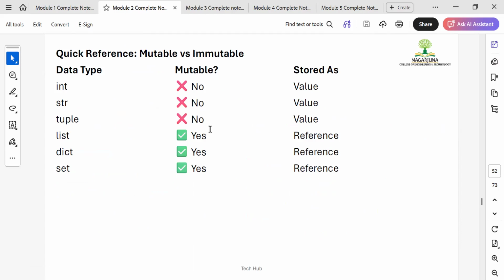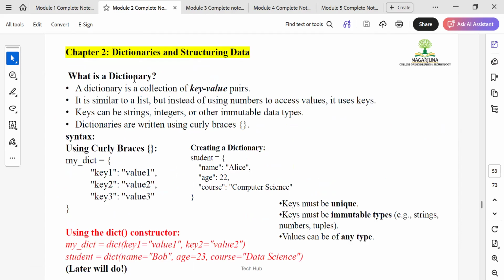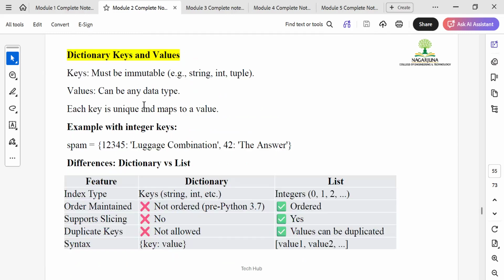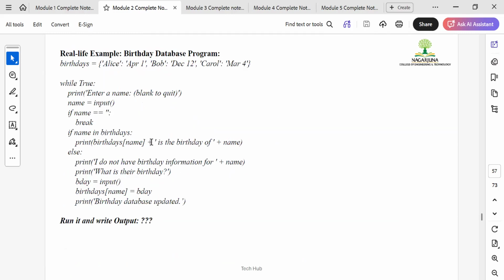Based on your practices. Sometimes they will ask the topic theoretically, but still you have to write the program. For example, what is a dictionary? Write the key value. What is the dictionary? Syntax, examples, then their methods.